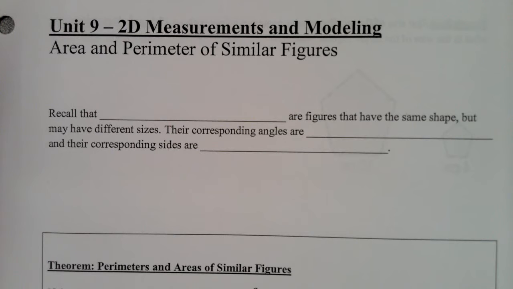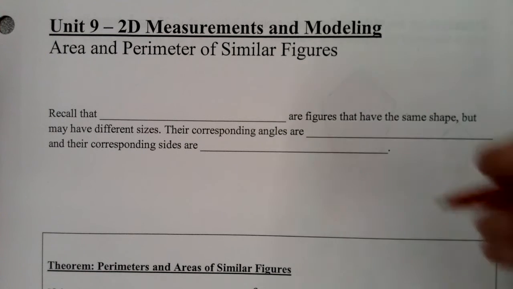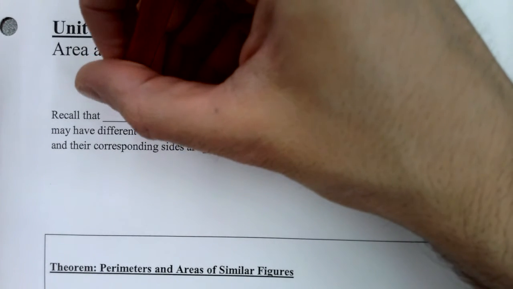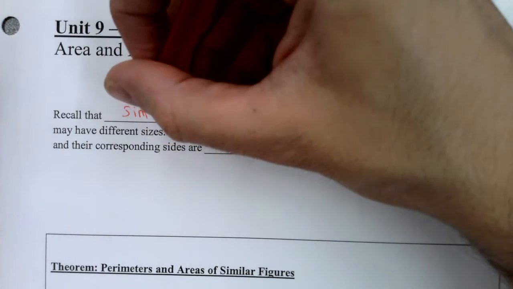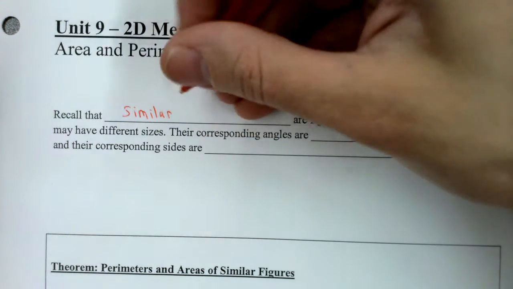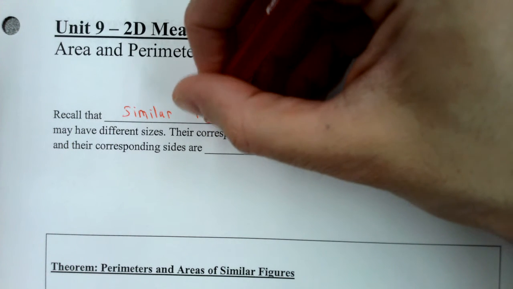All right, this lesson is called Area and Perimeter of Similar Figures. A few definitions to start. Recall that similar figures are figures that have the same shape but may have different sizes. Okay, those are called similar figures. They have the same shape but not necessarily the same size.